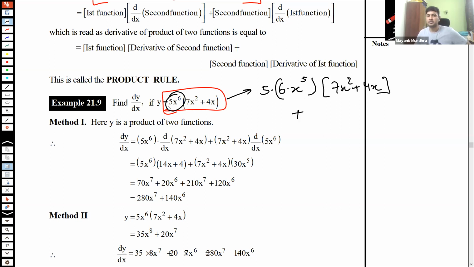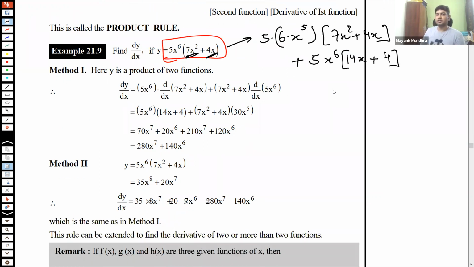Then plus, keep this thing as it is and differentiate the thing inside. So 5x to power 6 into the differentiation of this thing would be 14 times x plus this would be just 4. Okay, so that is your complete differentiation. Then you can choose to open the bracket or leave it as it is, doesn't matter.